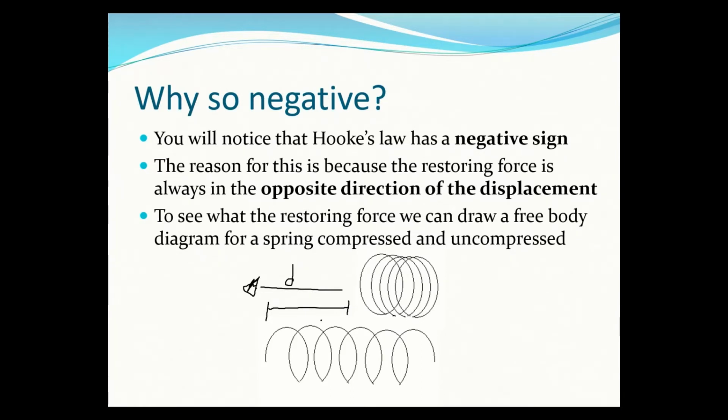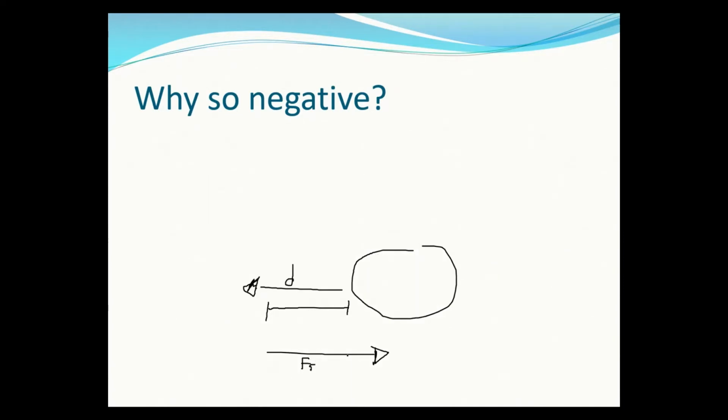But think about a stretched out spring. It always wants to go back to the original position. So my spring force is in that direction, because if this is what the spring looks like in equilibrium position, the spring is always going to try to go back to that equilibrium position. So the displacement and the spring force are in opposite directions. So that's why that negative is there.